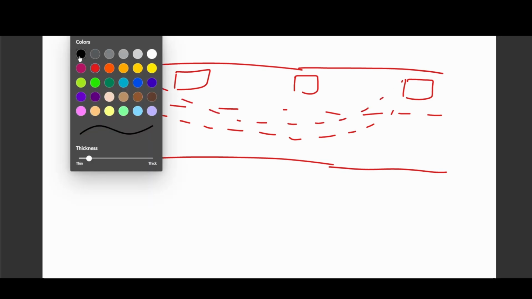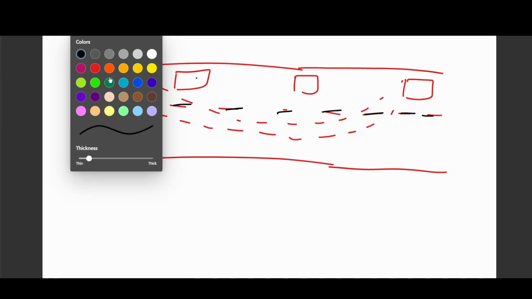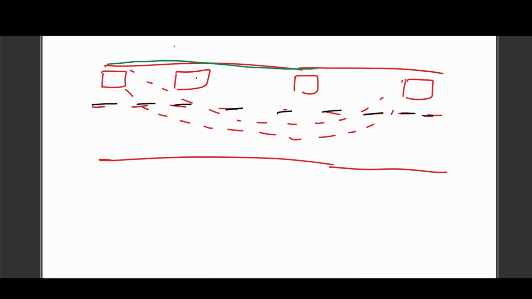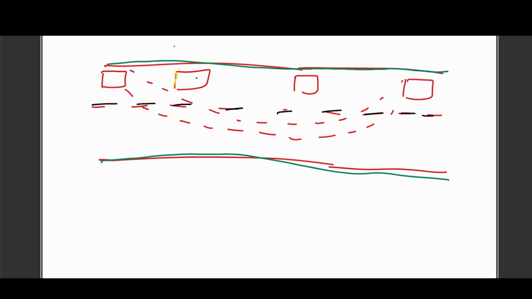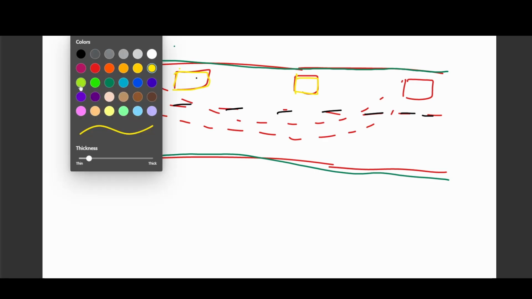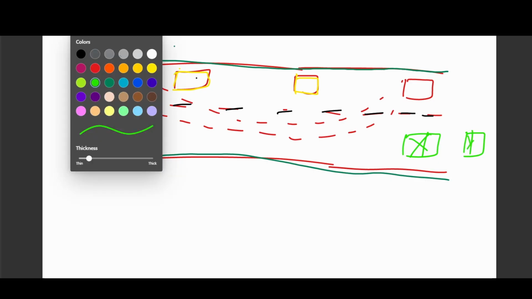This is the lane. Okay, let me make it a bit clear and this will be the boundary and the red one is my vehicle and the yellow one is the slow moving vehicle. Okay, and the green one is the opposite vehicle.